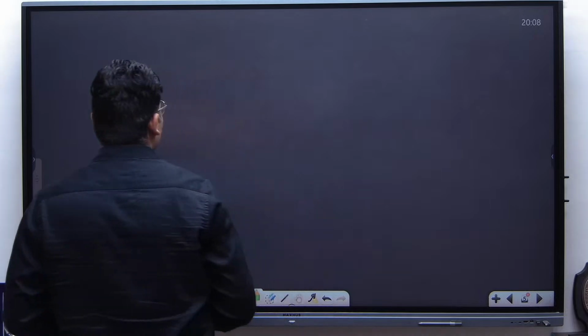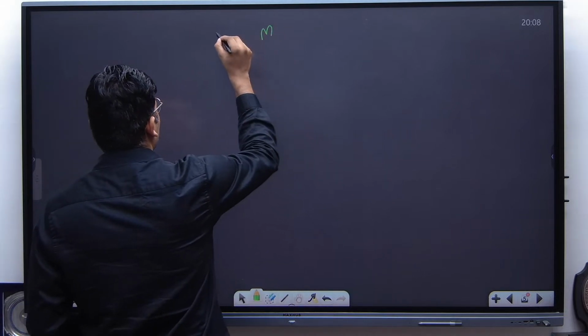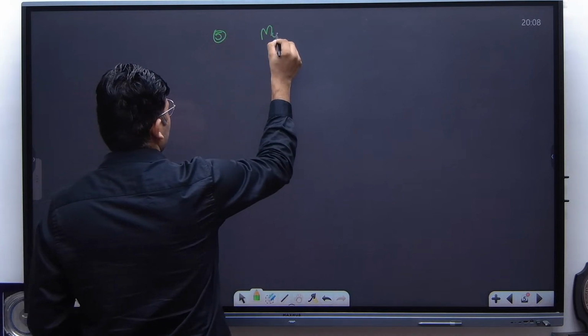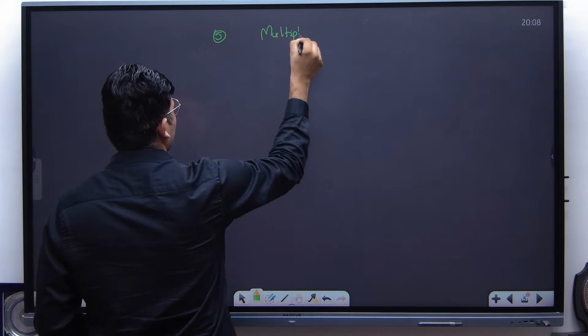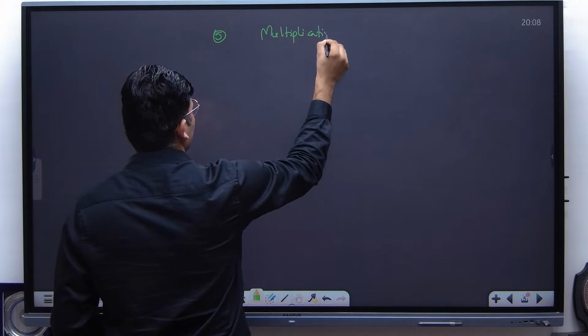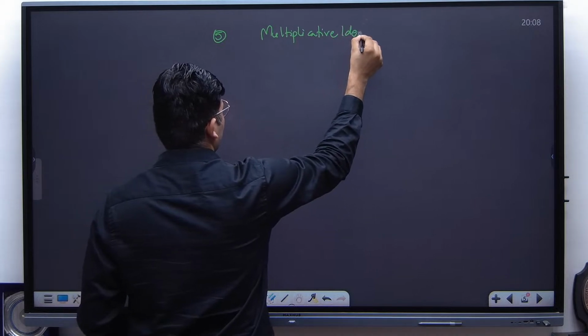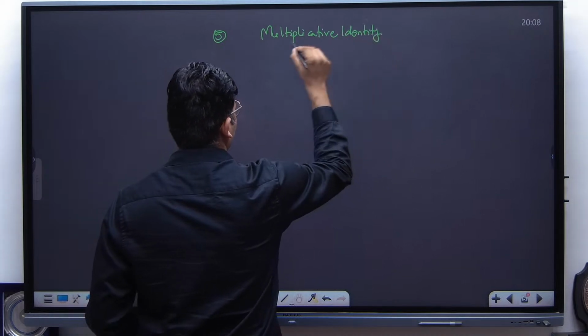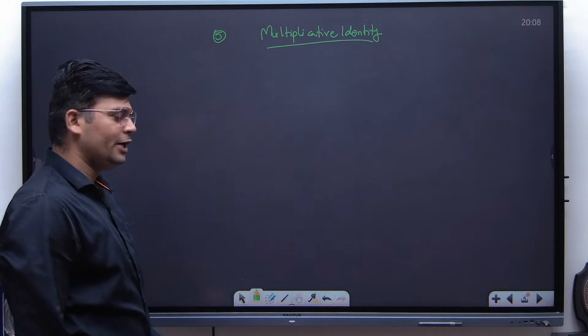Now I will be telling you the last two properties. The fifth property is the multiplicative identity. What is multiplicative identity?